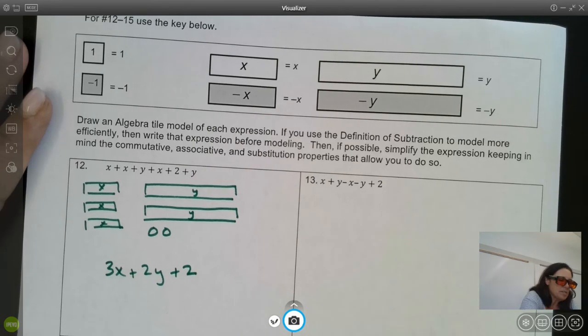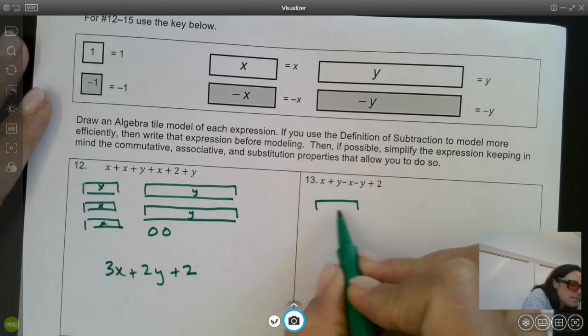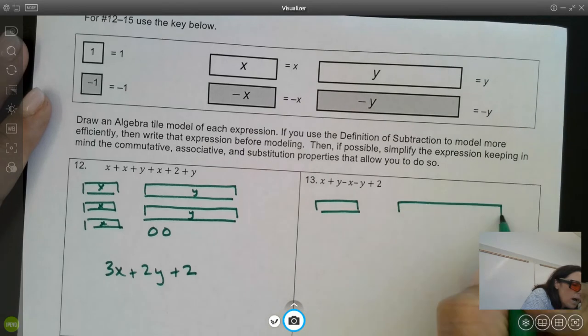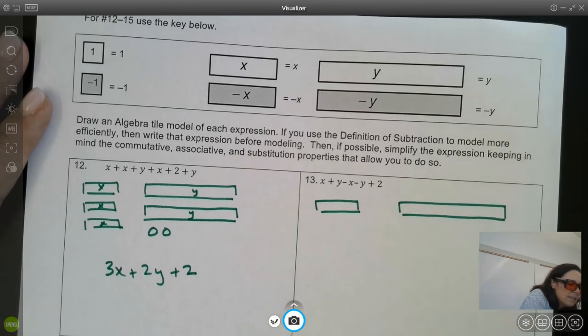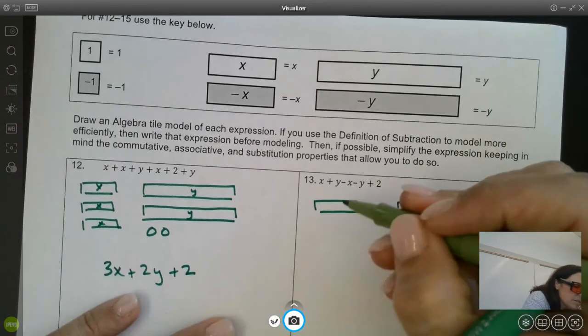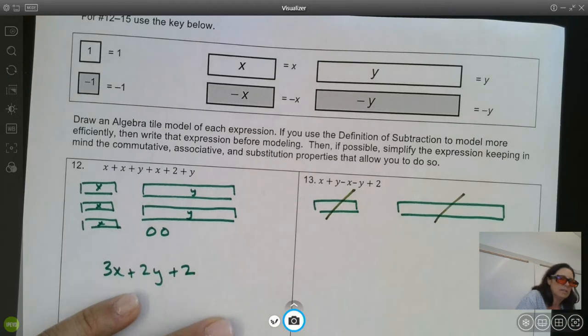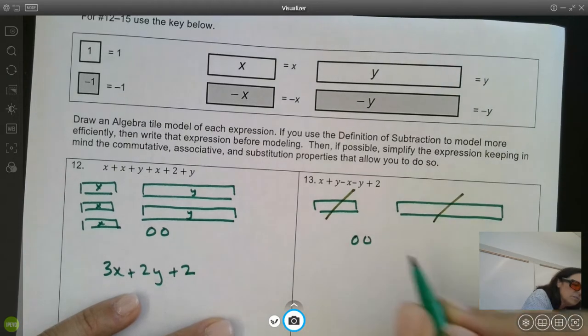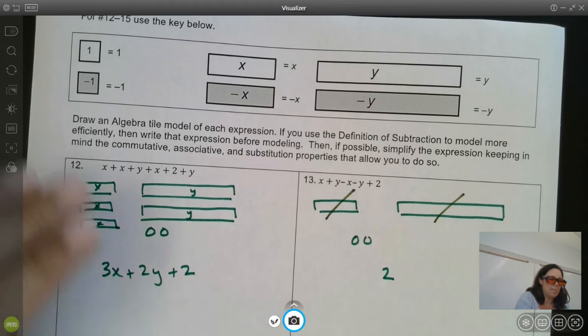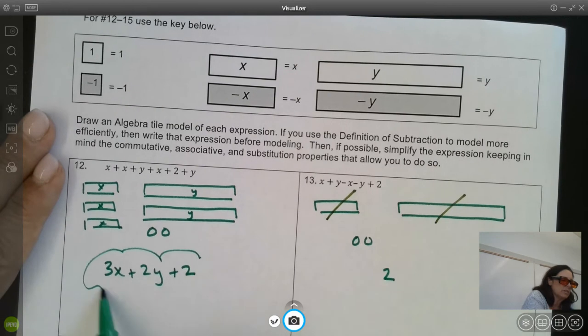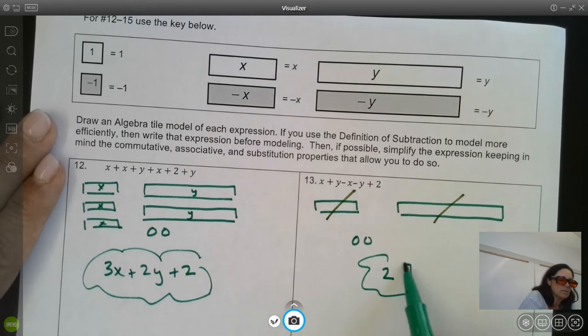All right, this one. I've got an x, I've got a y, I'm taking away an x, I'm taking away a y, and I've got 2. My answer is 2.